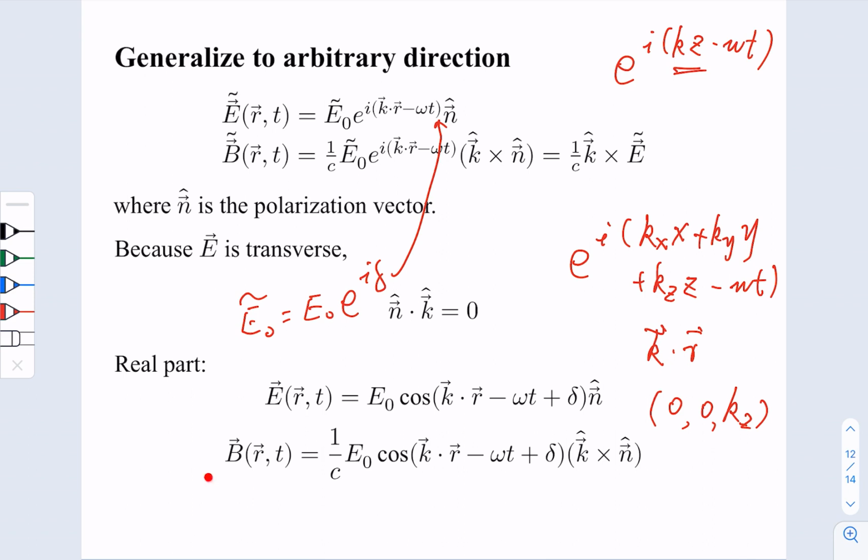And similarly for the B field, we divide the amplitude E naught by the speed of light, and we need to also change the direction of the polarization to k hat cross n hat, which gives you the other axis that's both perpendicular to the light polarization and the light propagation.